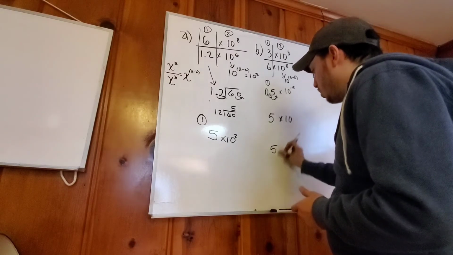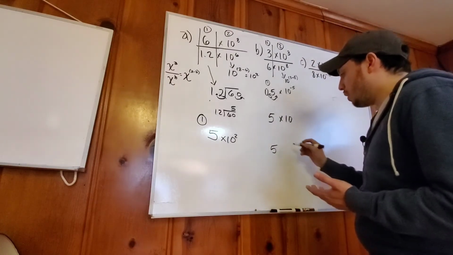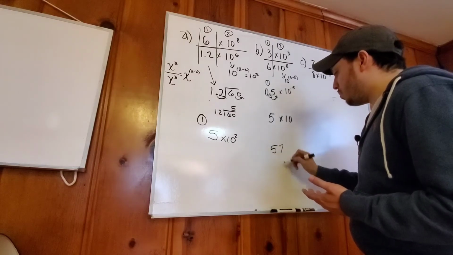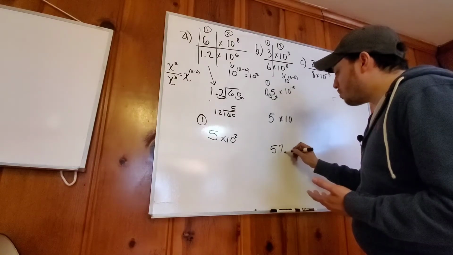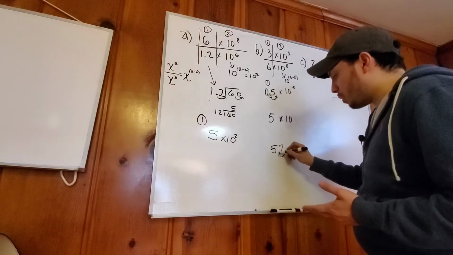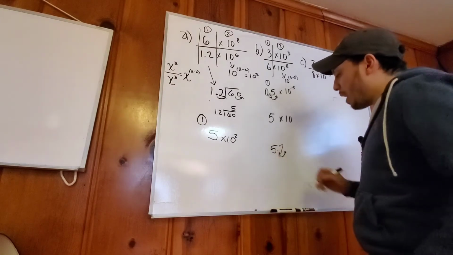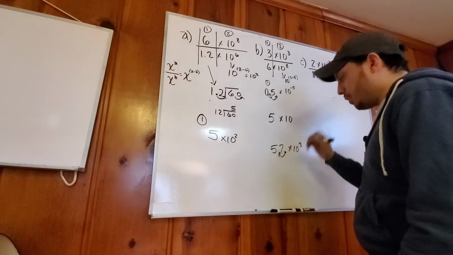Yeah, actually, that is a good example. I don't know why I was doubting myself. But let's do 57, right? 57, and then we have to do the opposite. Let's move it backwards. Let's see what happens when we move it backwards. Times 10 to the 3. Let's just say that, right?